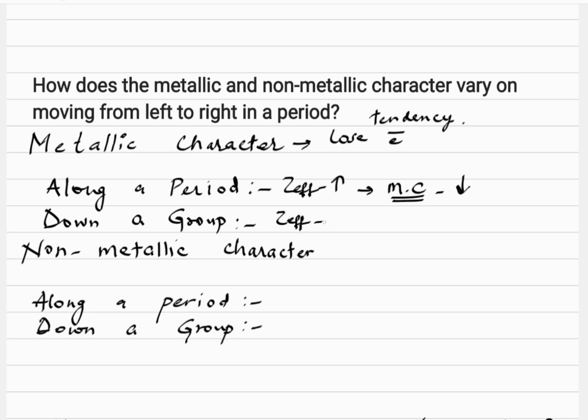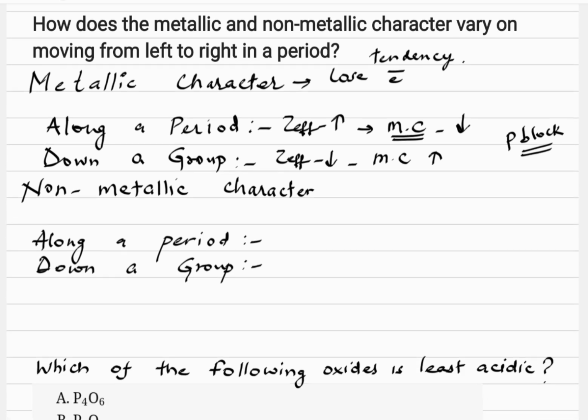Down a group, Z effective decreases because an extra shell gets added, therefore metallic character increases. This is especially seen in p block: for some groups, on top there would be non-metal, then somewhere in the middle of the group there would be metalloids or semi-metals. Towards the end of the group you would see metals. That proves that metallic character increases down a group.